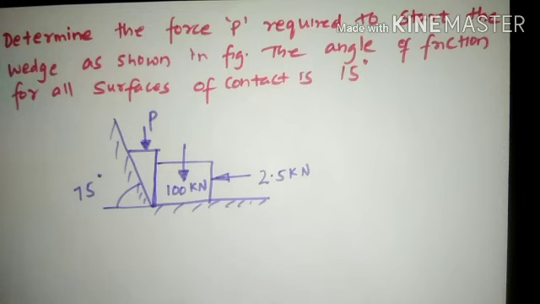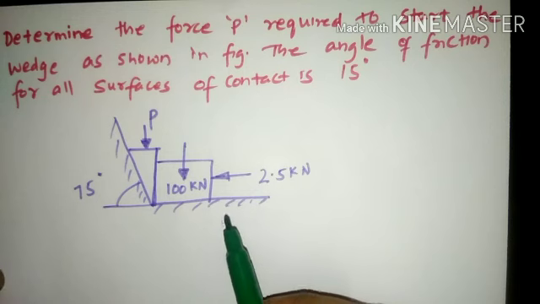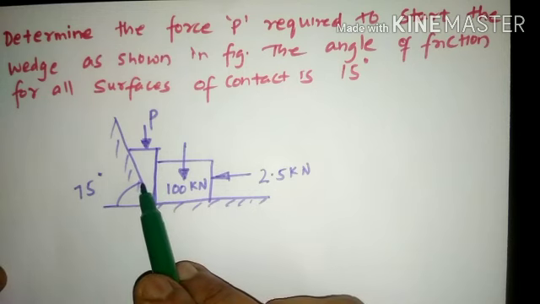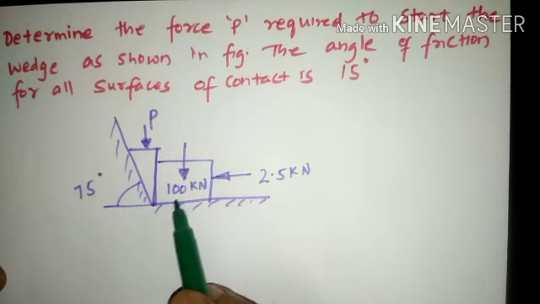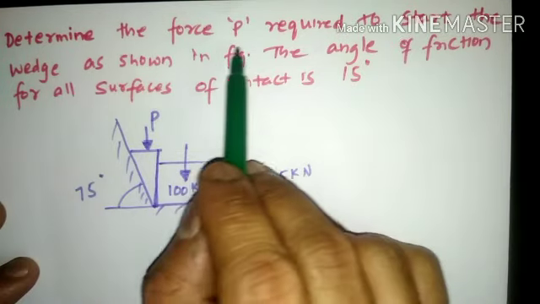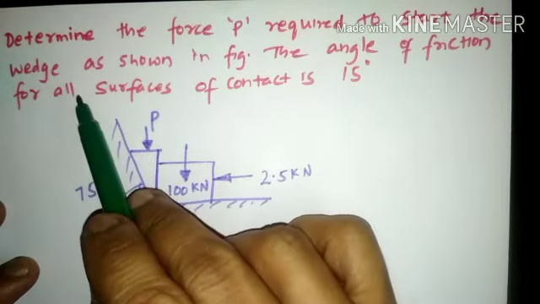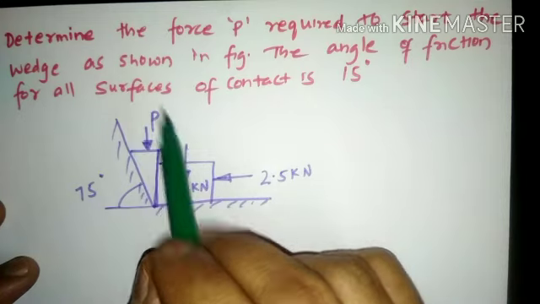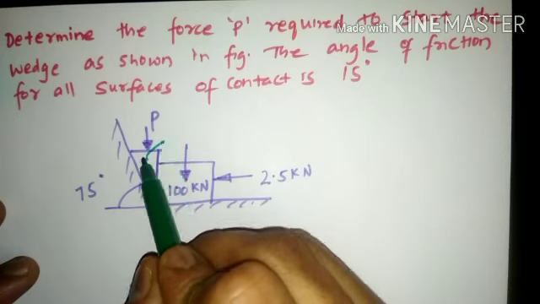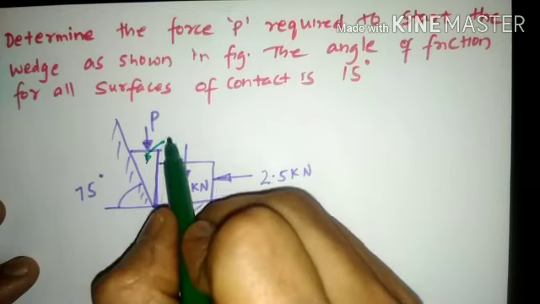Everyone, welcome to this session on wedge friction, and this is the problem wherein one particular wedge has been placed on the inclined surface and the block has been placed on the horizontal surface. The statement of the problem goes like this: determine the force P required to start the wedge as shown in figure. So force P is applied on this particular block, so this block will be called a wedge now.